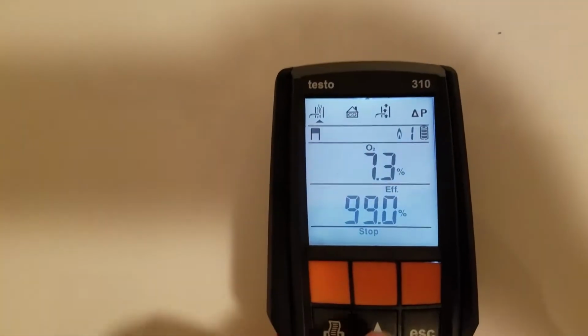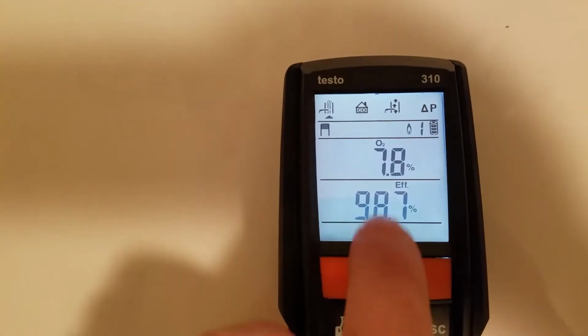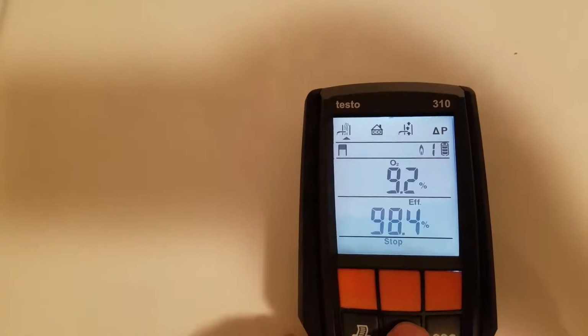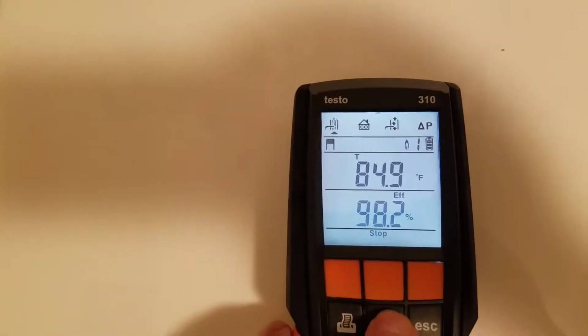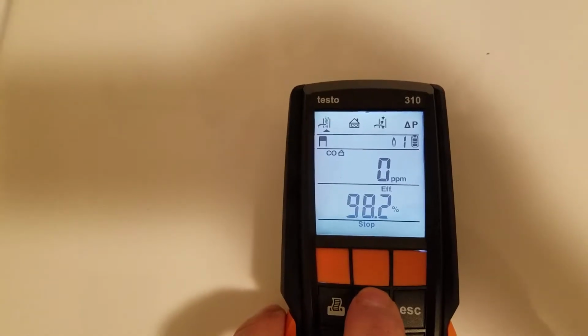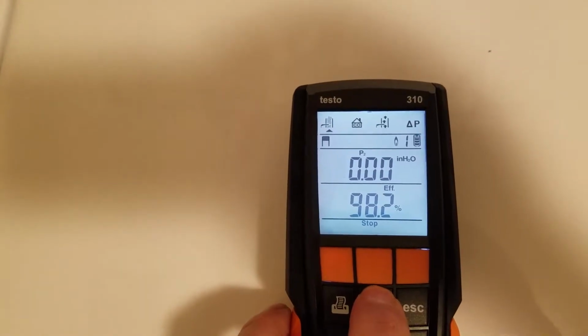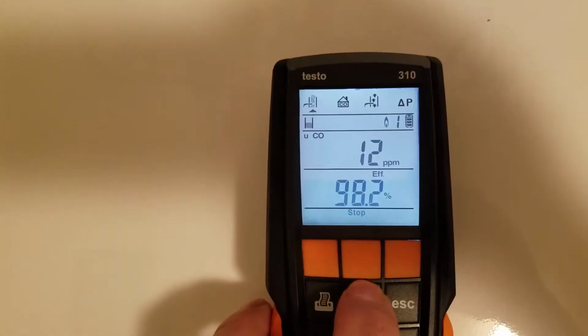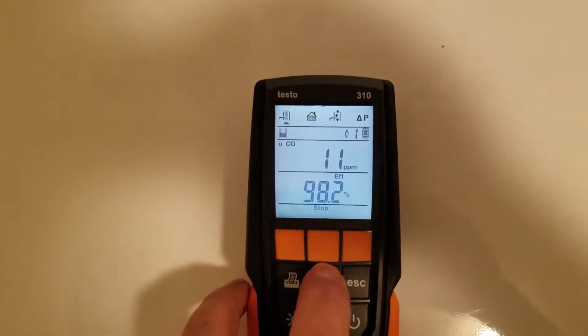So your exhaust efficiency is 98.9%, it's 8% O2. That temp 85 degrees. That was the ambient CO. Okay, undiluted CO, 13 parts per million. It's going down. I just kicked on to high fire.